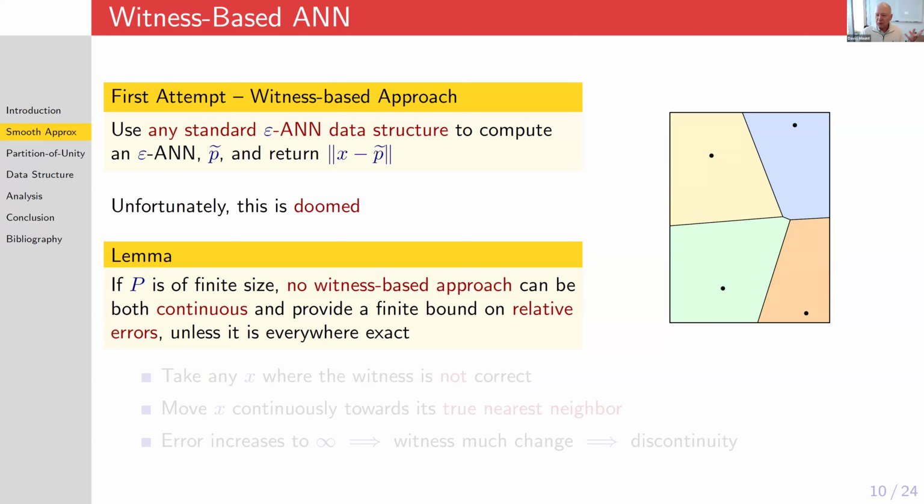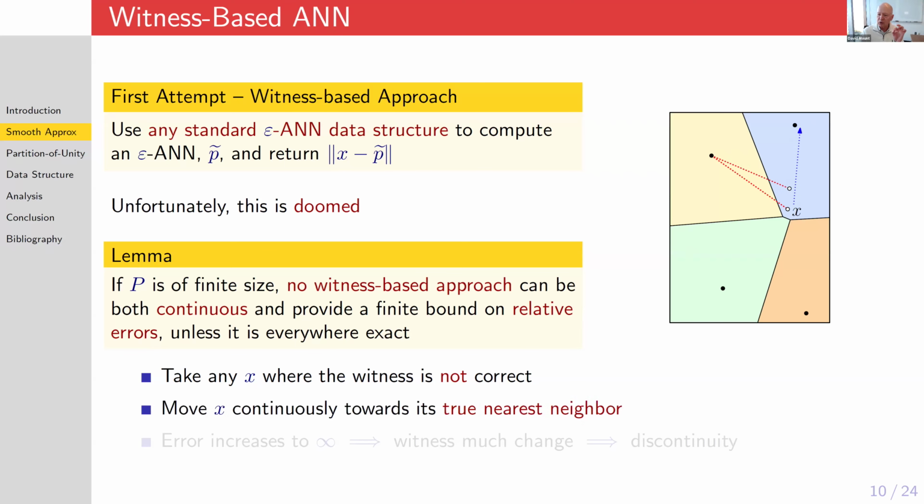Suppose you have built an approximation algorithm for computing nearest distances. And suppose at any point x, it fails to actually get the true nearest neighbor. Let's say it returns the distance to this point instead of the true point, this one over here. Well, you can break this algorithm as follows. You just continuously move the point closer and closer to its true nearest neighbor. And as you do so, your relative error is going to get bigger and bigger. When you get to the true nearest neighbor, the relative error is going to go to infinity.